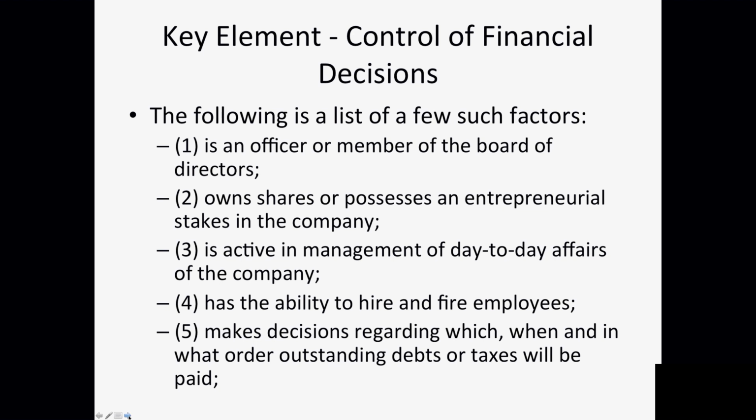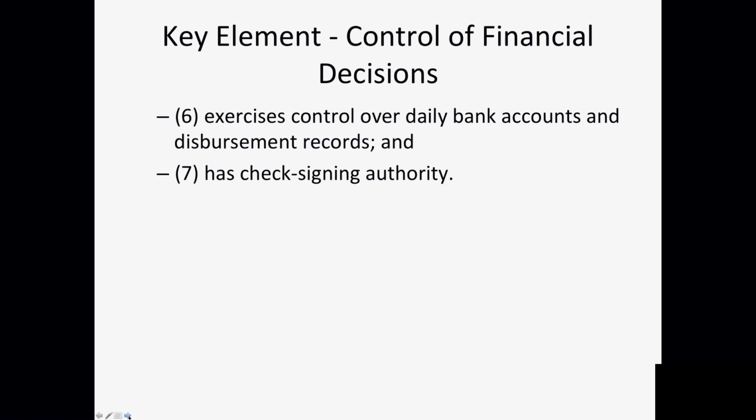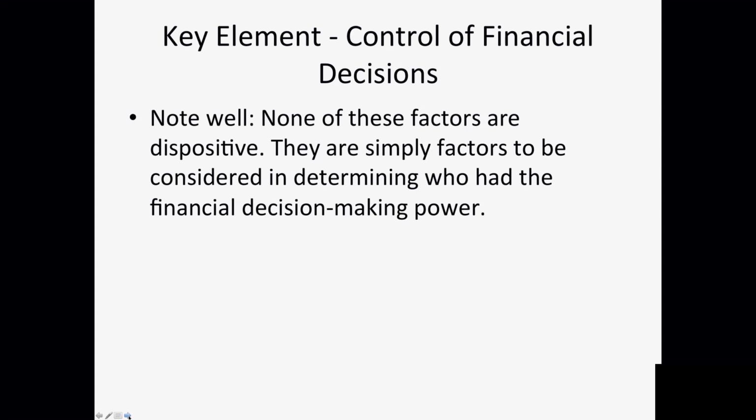One, the person is an officer or member of the board of directors. Second, the person owns shares or possesses an entrepreneurial stake in the company. Third, the person is active in management of day-to-day affairs. Fourth, the person has the ability to hire and fire employees. Fifth, the person makes decisions regarding which, when, and in what order outstanding debts or taxes will be paid. Sixth, the person exercises control over daily bank accounts and disbursement records. And seventh, the person has check signing authority.